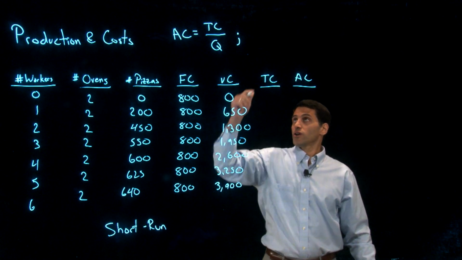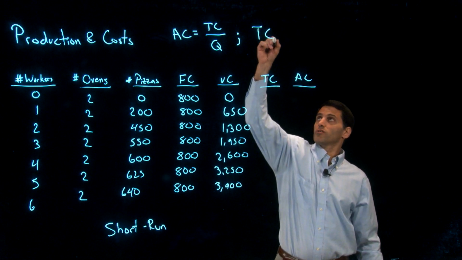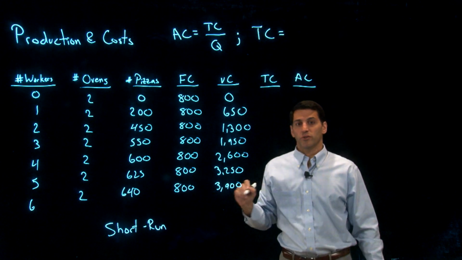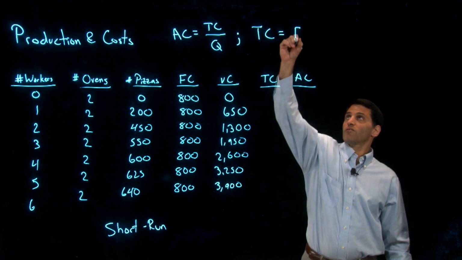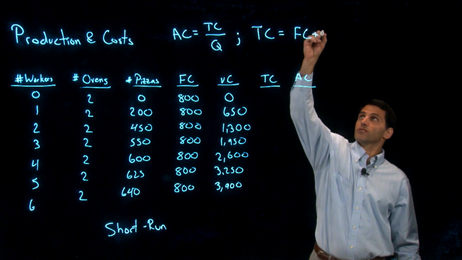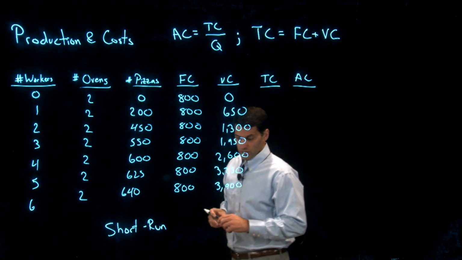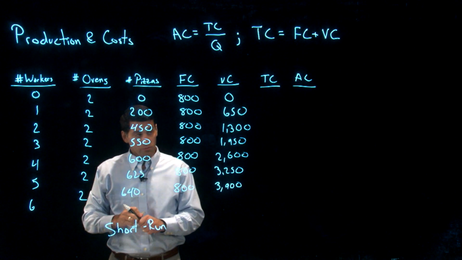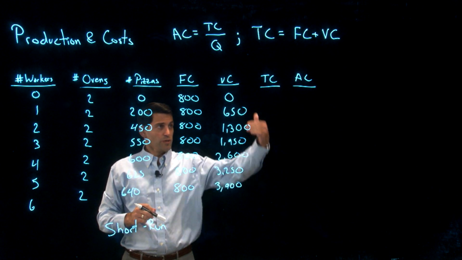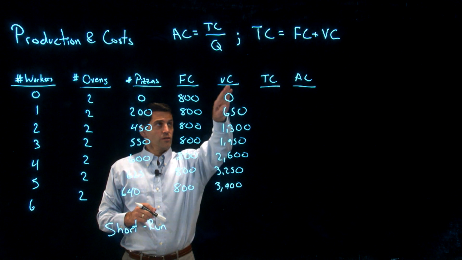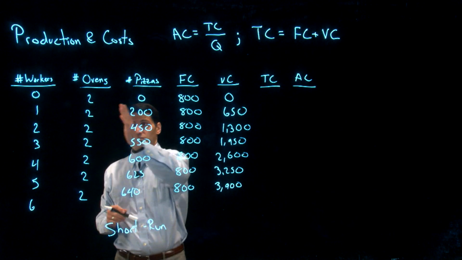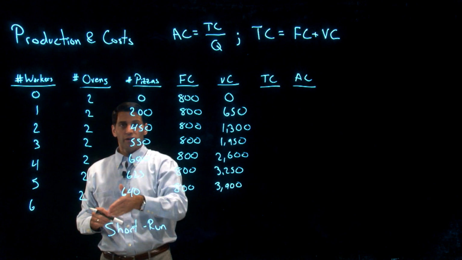Now, when we're trying to determine what that total cost of production is, notice that here in the short run, we can split those costs up into 2 pieces. We have our fixed cost and our variable cost. And so what we have here is a fixed cost that's coming from our pizza ovens.